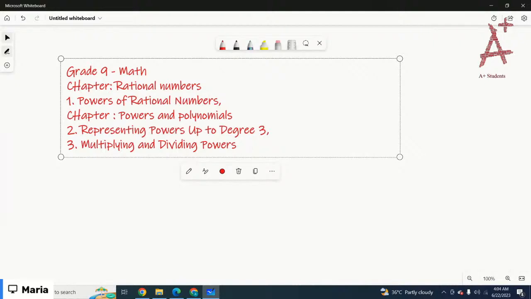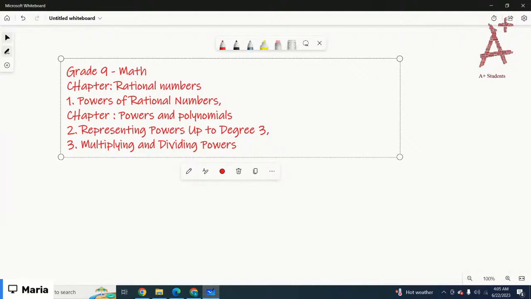Then we'll start the new lesson, that new chapter that is powers and polynomials, and the lessons we're going to cover today are representing powers up to degree 3 and multiplying and dividing powers.